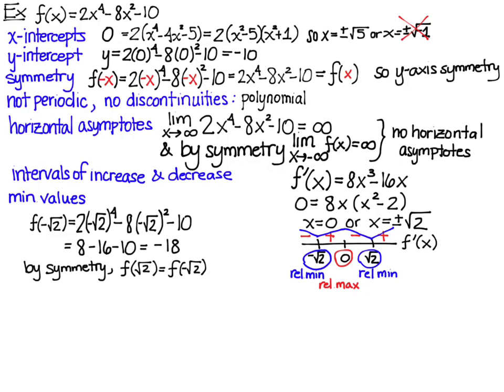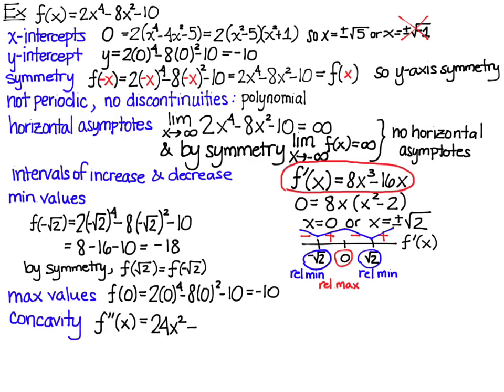By symmetry, since we've plugged in f of negative square root of 2, we know that f of negative square root of 2 should equal the same thing as f of square root of 2. So this actually saves us some time. This is why we want to solve for the symmetry at the beginning of the problem. We can also find the max value by plugging in 0 into the original function.